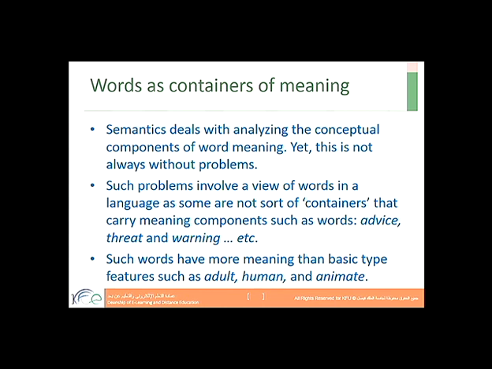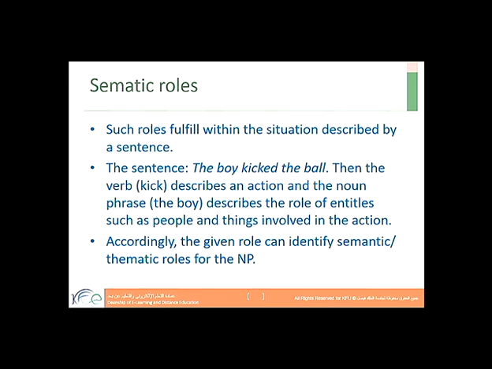These words, we can't say that these words are containers of meaning. Such words have more meanings than basic features such as adult, human, and animate. They are more sophisticated words.